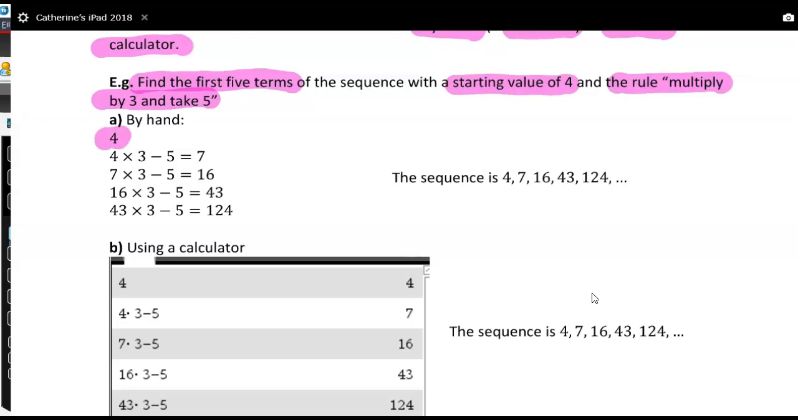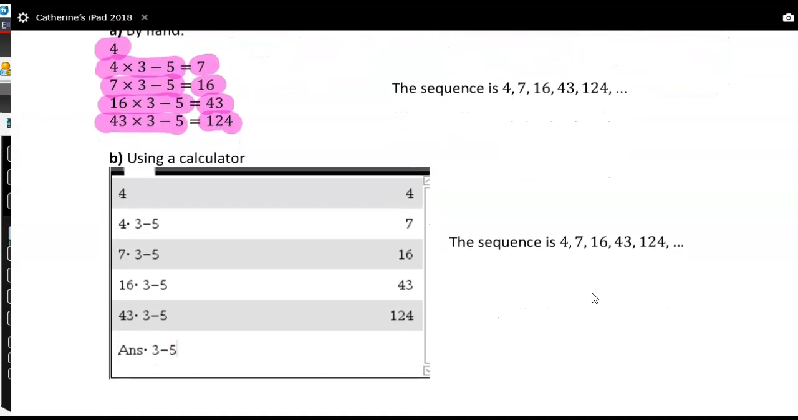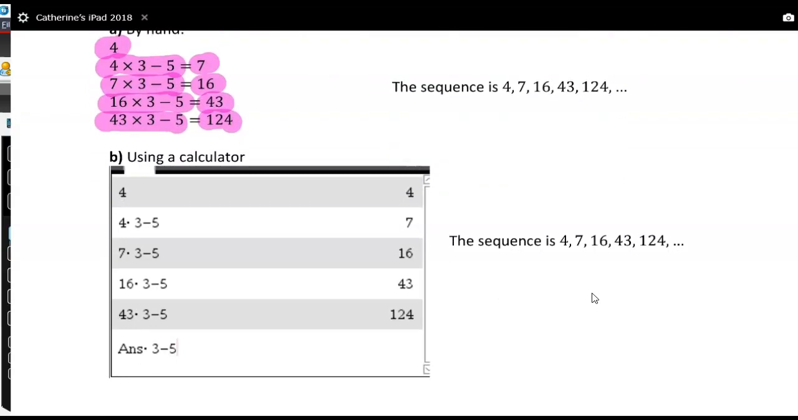So 4 is our starting, initial value of the sequence. Then we've got 7, 16, 43, 124. That's the first 5 terms of the sequence. And you can see that by hand, I'm doing the calculation and showing how I've done it. Now, we can also do this on our CAS calculator. So there I've got a little screenshot of what I've done to come up with the same sequence.